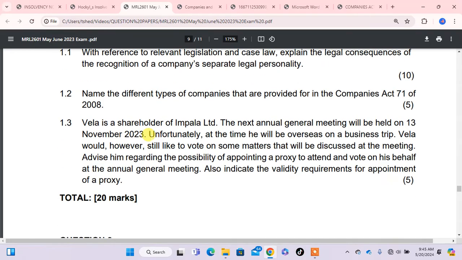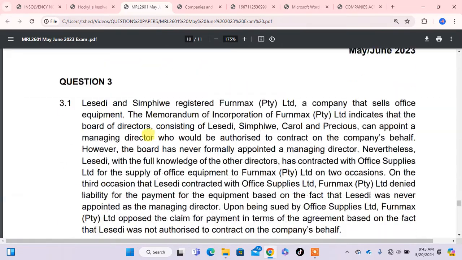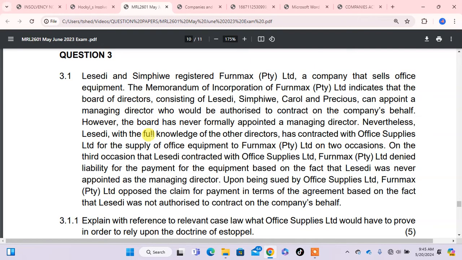Let's start with some big questions rather than questions that are not so obvious. Question 3 says that Lisedi and Simpiwe registered Funmex Pty Ltd. You must know that this is a private company, a company that sells office equipment. The MOI, which we call the Memorandum of Incorporation, indicated that the board of directors, consisting of Lisedi, Simpiwe, Carol, and Precious, can appoint a managing director who would be authorized to contract on behalf of the company.